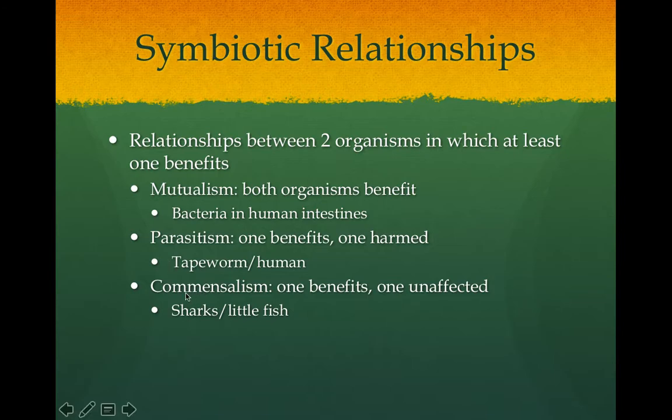And the last type is called commensalism. And what makes this one different is, just like with parasites, one benefits, but unlike the parasite, the other one doesn't get hurt, but he also doesn't get a benefit. He's unaffected. So we'll see an example of the sharks and the little fish in the next couple of slides. So we have mutualism where they're both happy, parasitism where one is happy and the other one is sad, and we have commensalism where one is happy and the other one doesn't care. It's like, whatever.